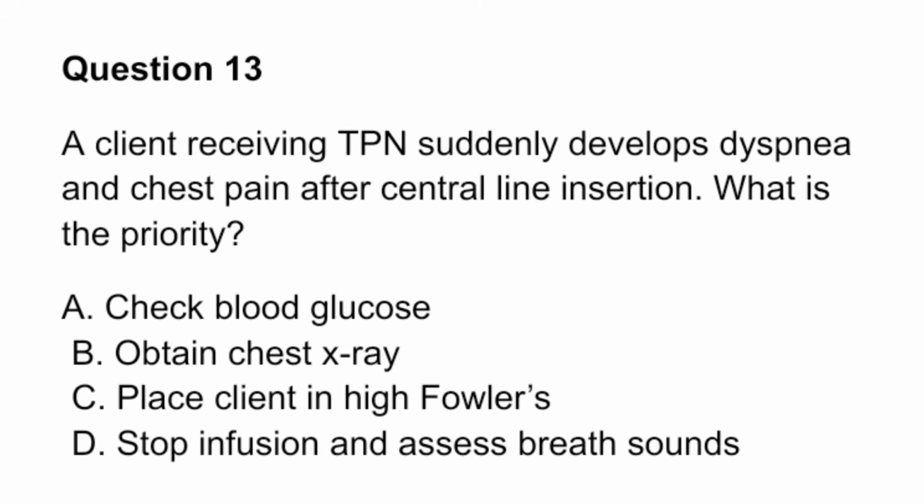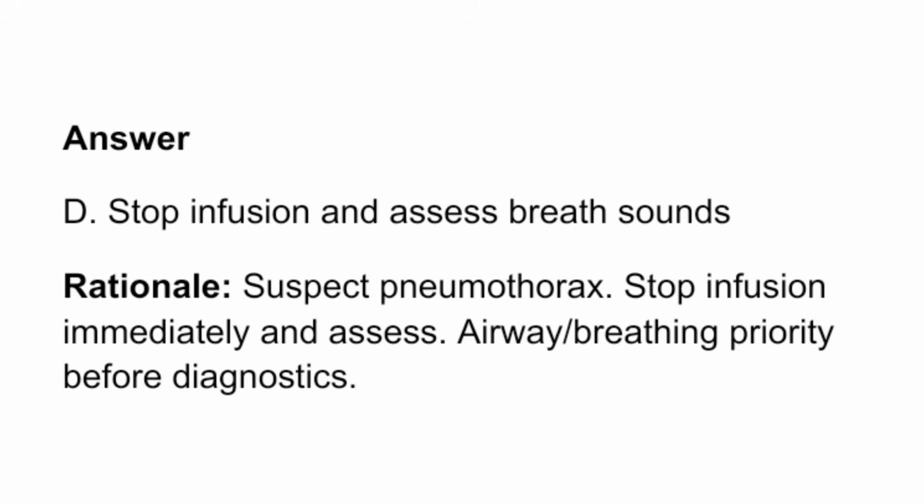Question 13. A client receiving TPN suddenly develops dyspnea and chest pain after central line insertion. What is the priority? A. Check blood glucose. B. Obtain chest X-ray. C. Place client in high Fowler's. D. Stop infusion and assess breath sounds. Answer. D. Stop infusion and assess breath sounds. Rationale. Suspect pneumothorax. Stop infusion immediately and assess. Airway breathing priority before diagnostics.